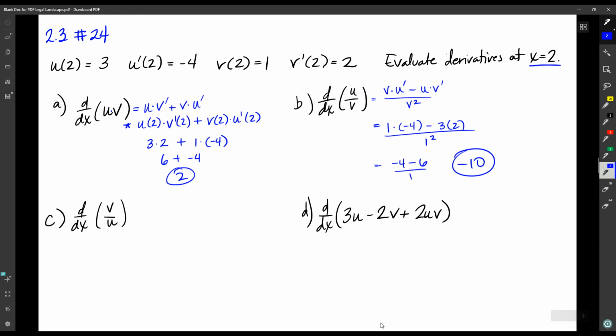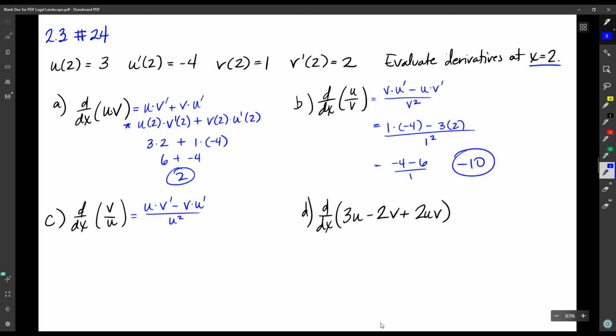Let's move to part C. It's a similar question to part B. We have a quotient again. This time it's v in the numerator and u in the denominator. So our derivative will be slightly different. It's going to be u times v prime minus v times u prime. And this time it will be over u squared.